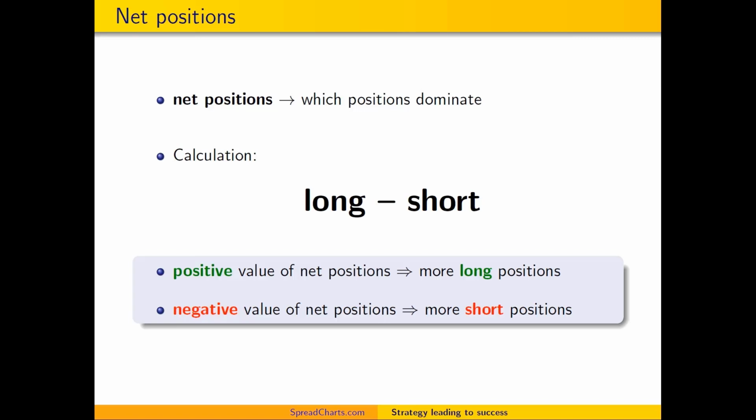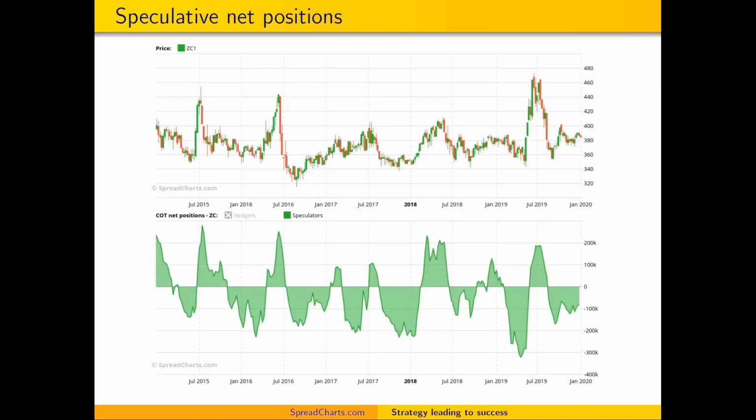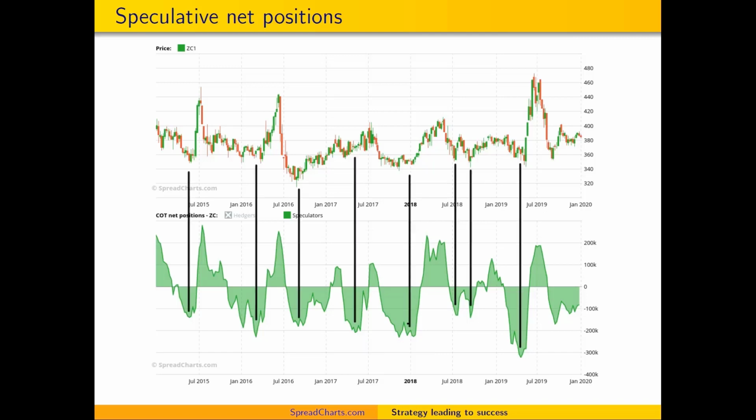Let's get back to the corn chart and show only the speculators group. This blue line represents the zero level where the amount of long and short positions held by speculators is equal. When the green curve is above zero, they hold more long positions than short positions. When it is below zero, they hold more short positions. Easy, right? And now, focus on the extremes. We will start with minimums. I connected the local minimums in the net positions with the price above.